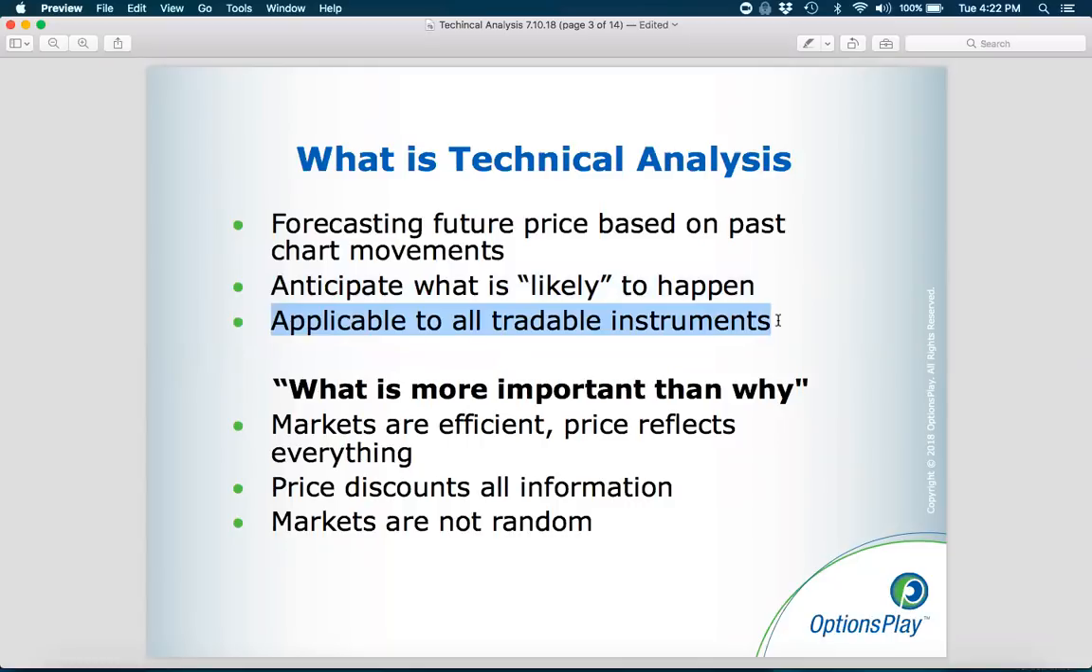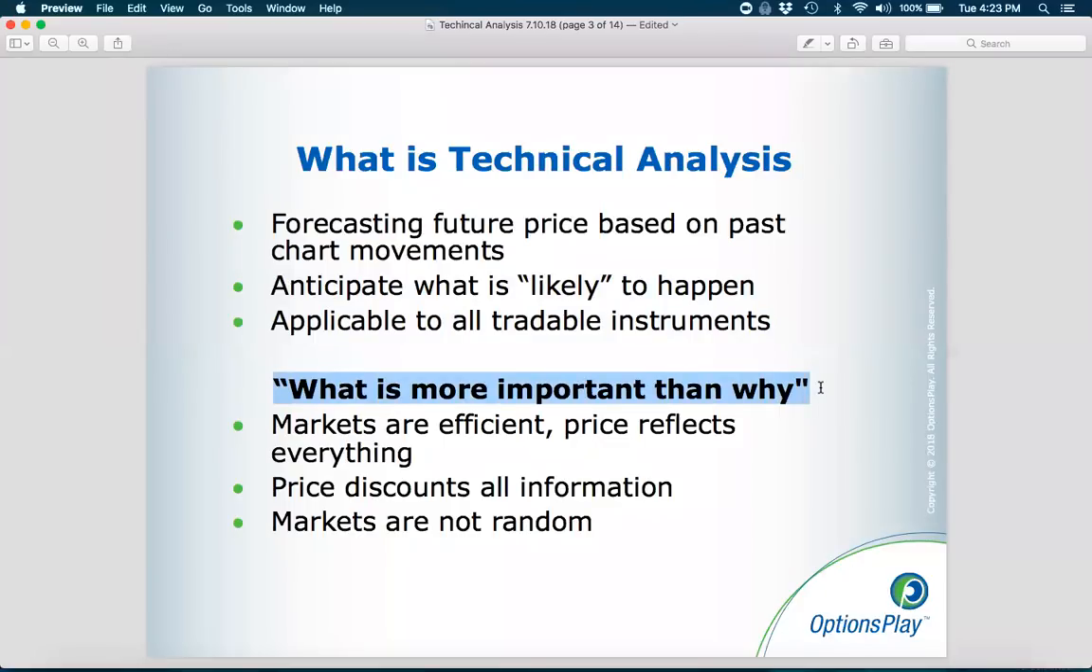You can't do the same thing if you're a fundamental analyst. If you're a fundamental analyst covering equities, that skill set isn't really applicable if you're trying to trade bonds or commodities or any other market. And that's really one of the key tenets of why technical analysis is really useful for intermarket analysis, and really understanding not just one market, but all markets consistently across the board.